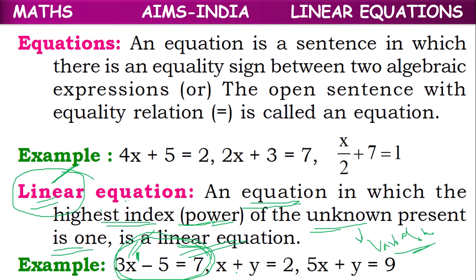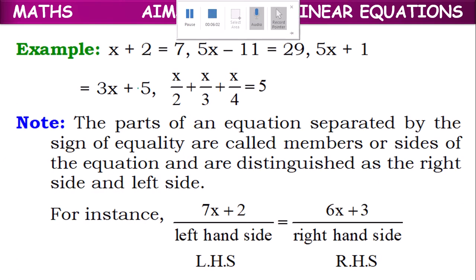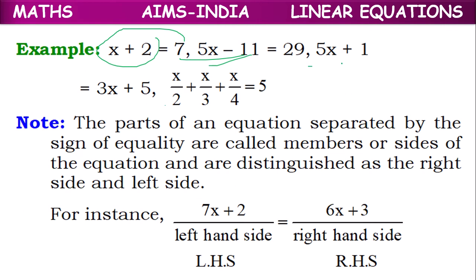So here also, x plus y equal to 2. The unknown quantities are x and y. But x power is 1, y power is 1, so the highest power is 1. Also 5x plus y equal to 9: 5x to the power of 1, y to the power of 1, equal to 9. Unknown quantities x, y, highest power 1. So these are all examples of linear equations. Linear equation is a kind of equation.